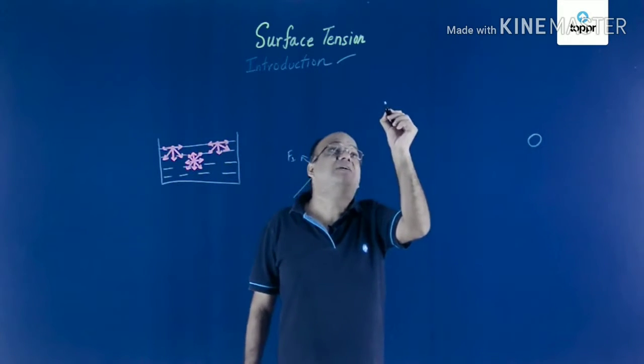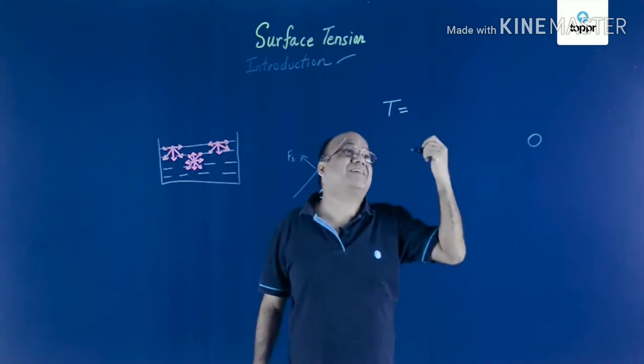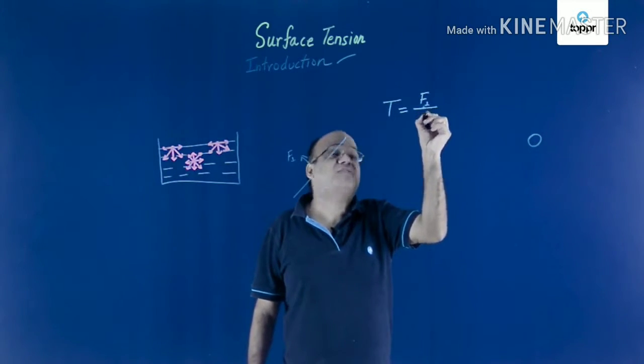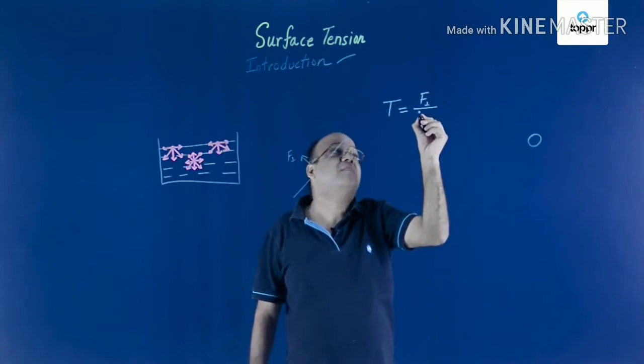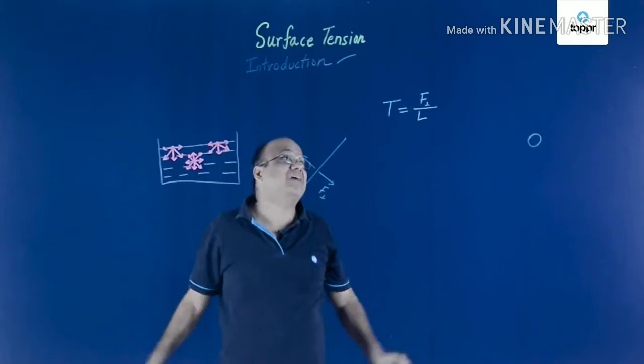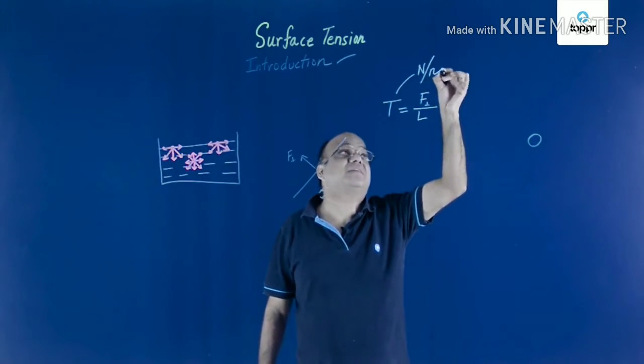Even though you use the symbol T for surface tension, remember it is not tension, it is not force, it is force per unit length. It is the force that is perpendicular to this line per unit length. This is called surface tension. Therefore, the SI unit of surface tension will be Newton per meter.